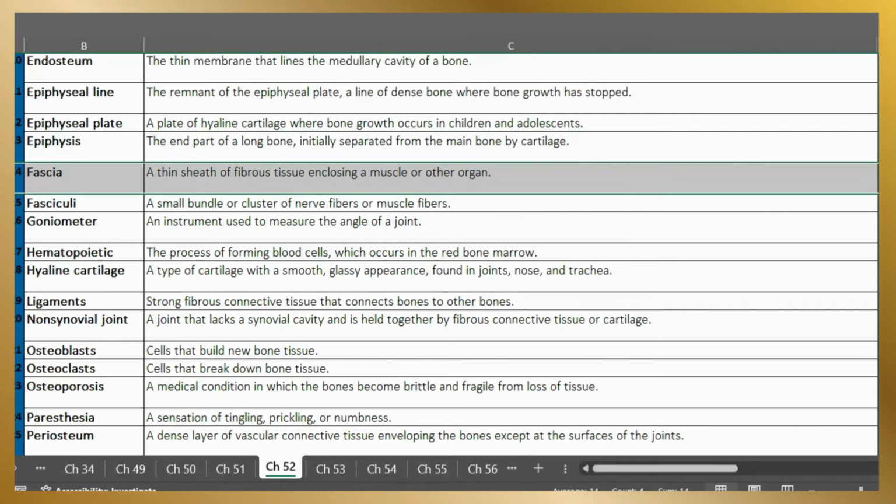Fascia, it's a connective tissue surrounding muscle. So fascia is like a wrap or band. A thin sheet of fibrous tissue enclosing a muscle or organ.